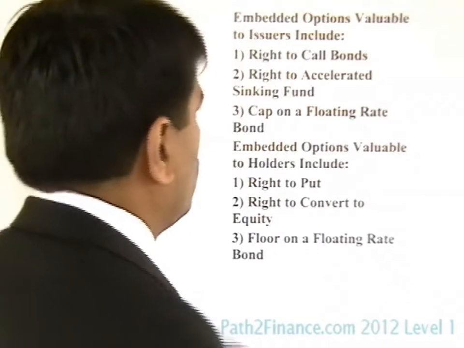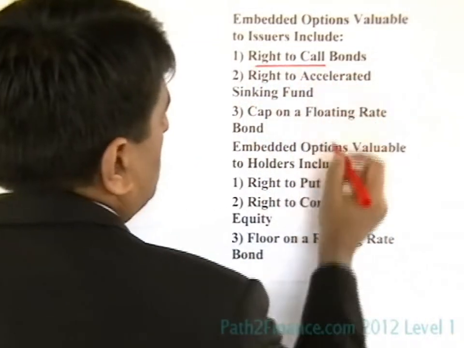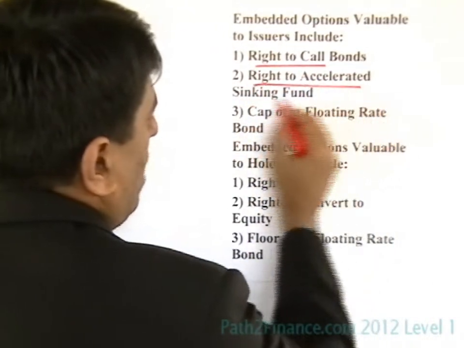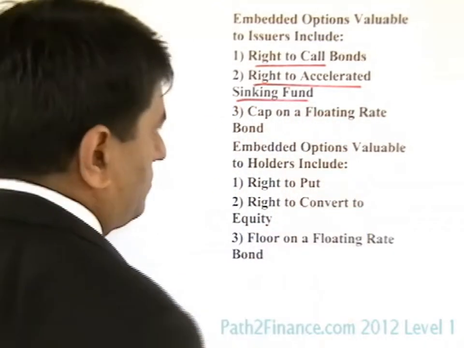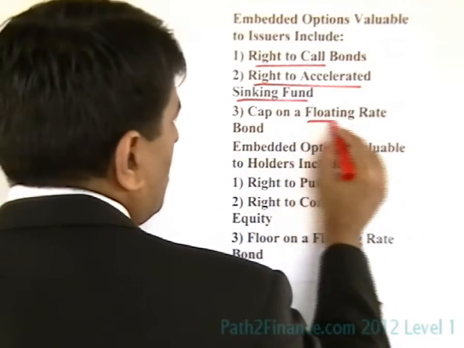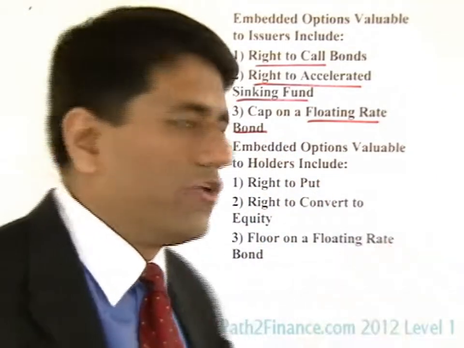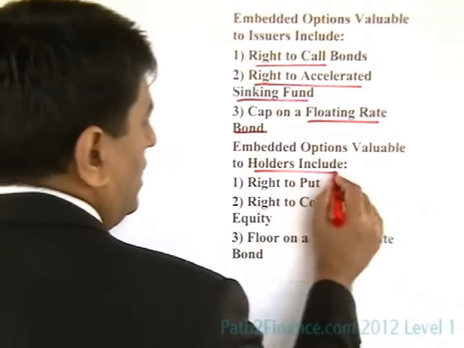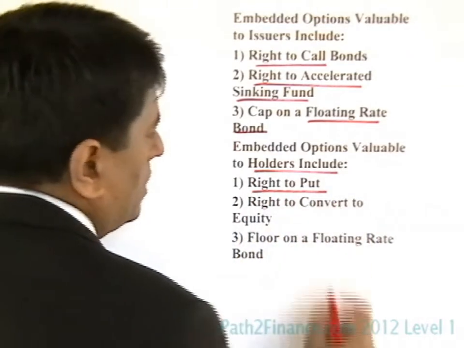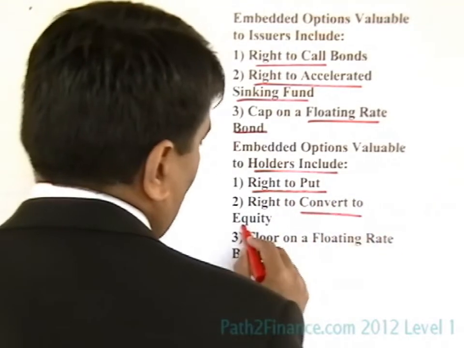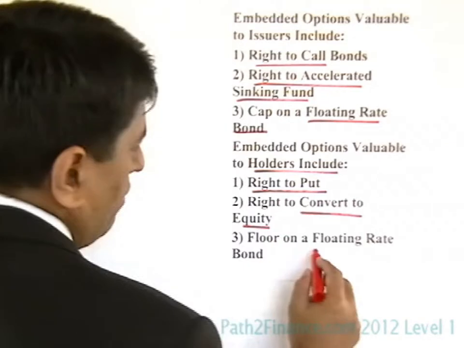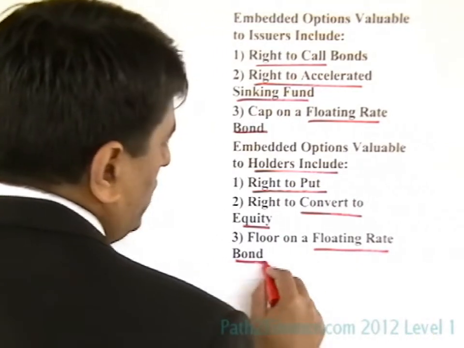Embedded options that are valuable to issuers include the right to call bonds, the right to an accelerated sinking fund, and a cap on the floating rate bond. The ones that are valuable to holders include the right to put, the right to convert to equity, and the floor on a floating rate bond.